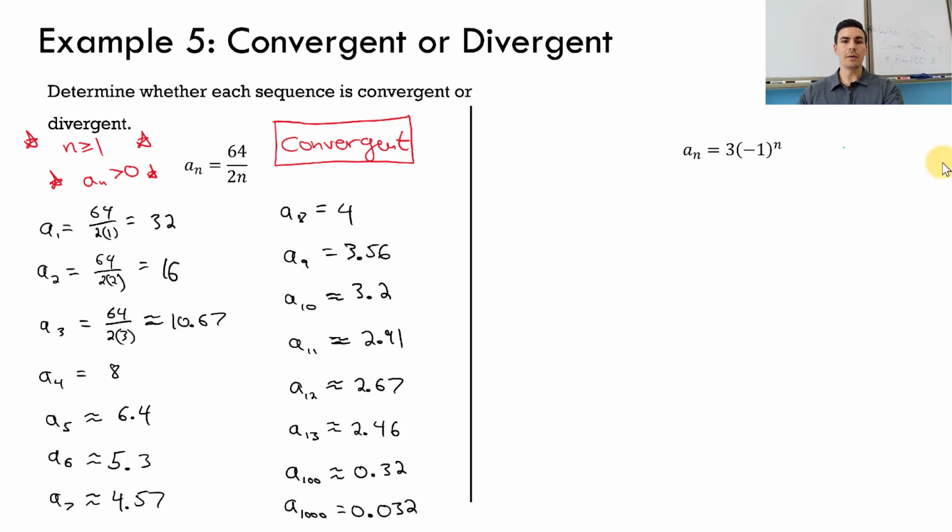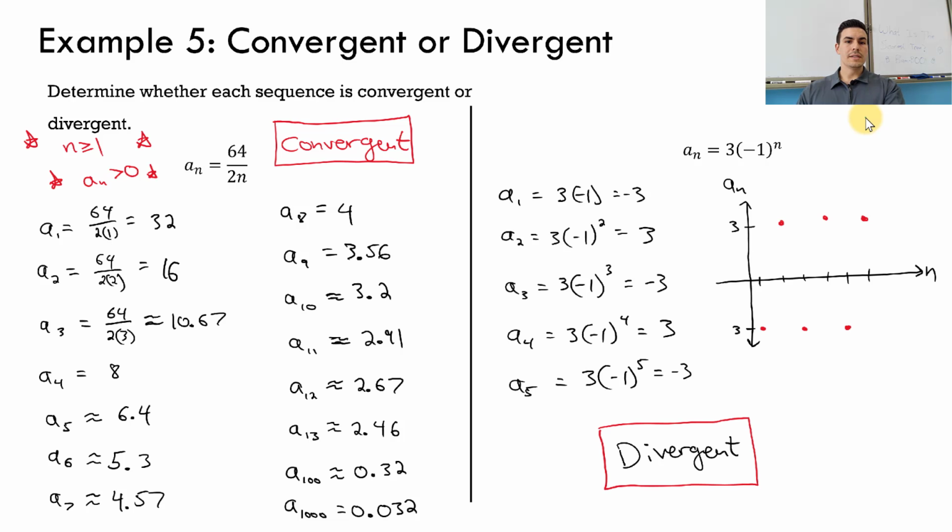Okay, go ahead and pause the video and see if you can determine if this sequence is convergent or divergent. All right, you can see here that we are actually oscillating between -3 and +3 for this sequence. Because that is the case, we are not approaching a single unique value. We are going in between -3 and +3, which means that we have a divergent sequence on our hands.